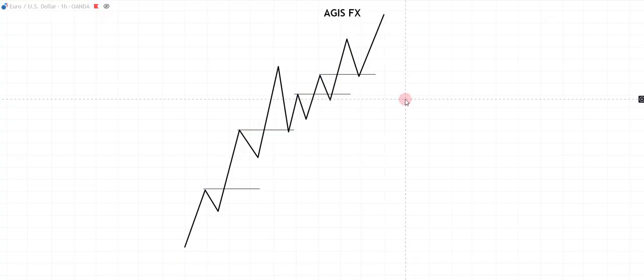Same thing goes with the sell. Okay, there's also this. There are different patterns, but let me just dive right into the chart so you can see and understand.